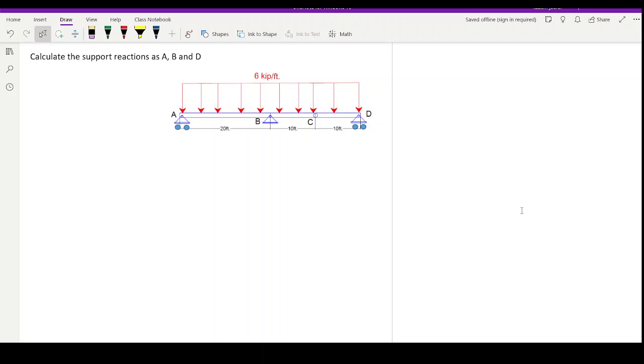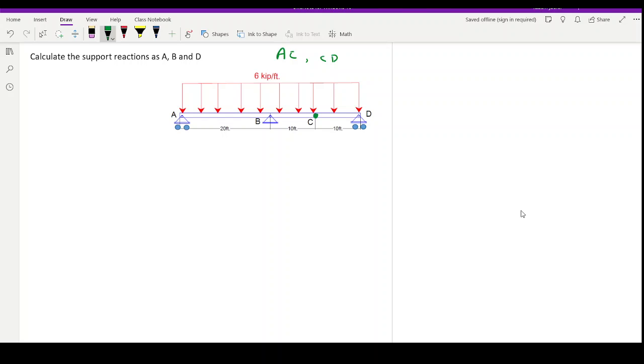Calculate the support reactions at A, B, and D. This is a frame example which is made up of two segments. A to C is one segment and C to D is another segment because there is a pin in here. Therefore, we need to draw FBD for each segment and find support reactions or unknown forces for each segment.